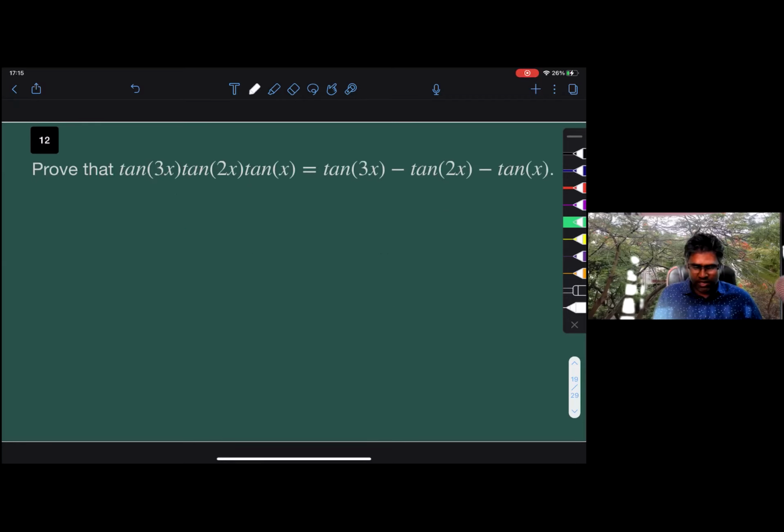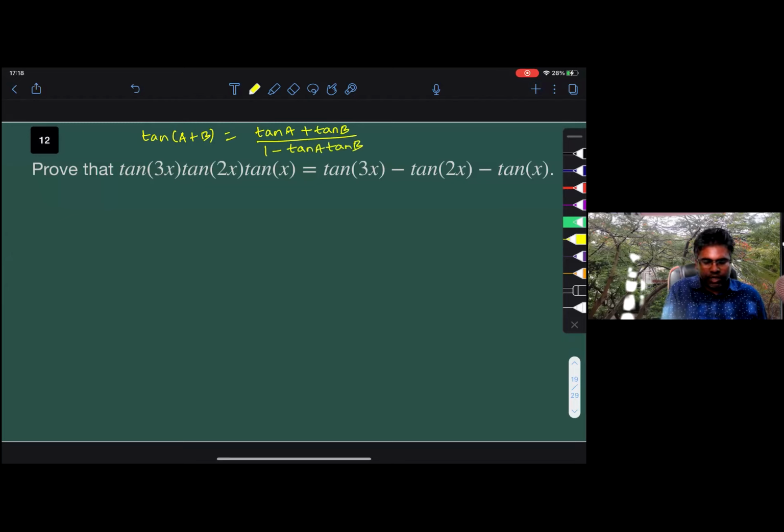Okay. So now try this one. Here you can start with the tan of a plus b. So tan of a plus b is tan a plus tan b divided by 1 minus tan a into tan b.